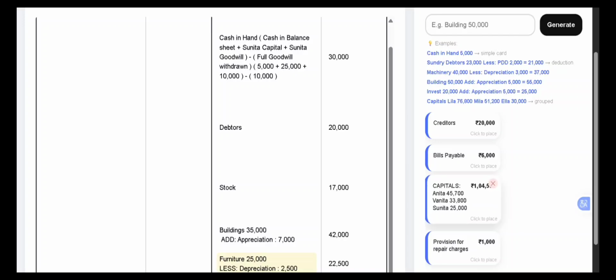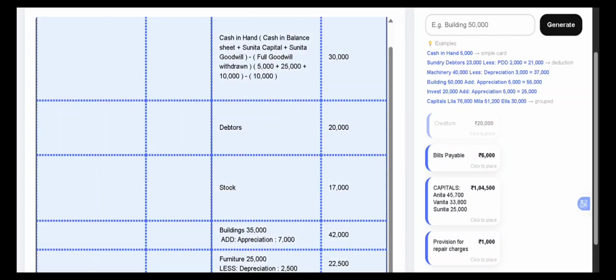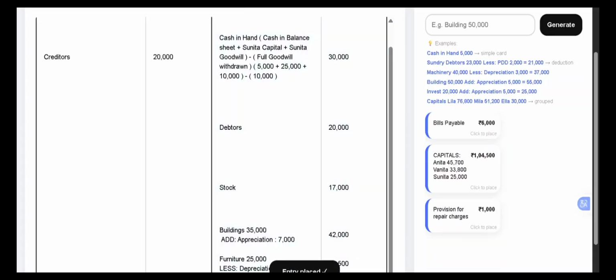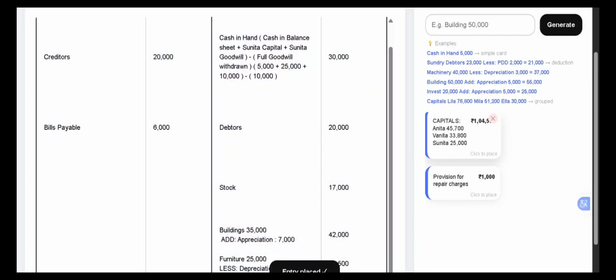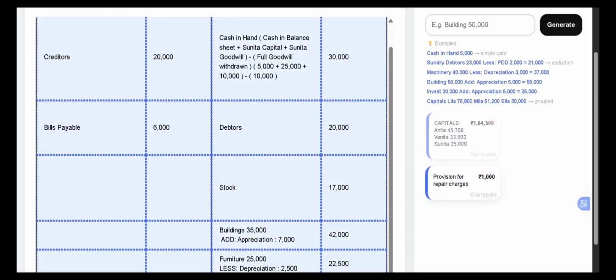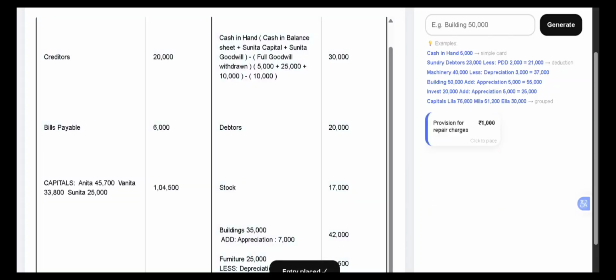Now moving on to the entries on the liability side, we have first creditors. There is no adjustment related to creditors. Just bring down the creditors 20,000 on the liability side. Next, we have bills payable. Bring down bills payable since no adjustment, write it as it is, 6,000 on the liability side of the balance sheet. Now, next we have to bring down the new capital of the new firm of Anita, Vanita, and Sunita.